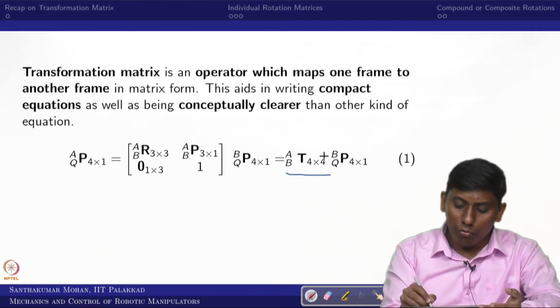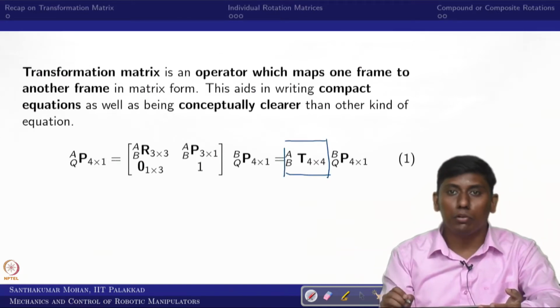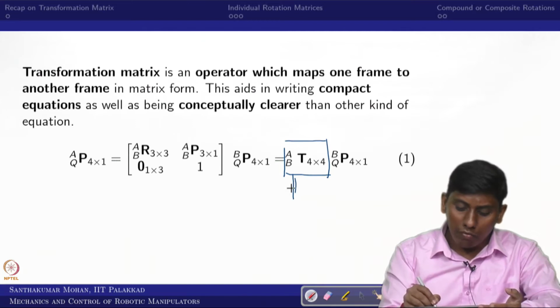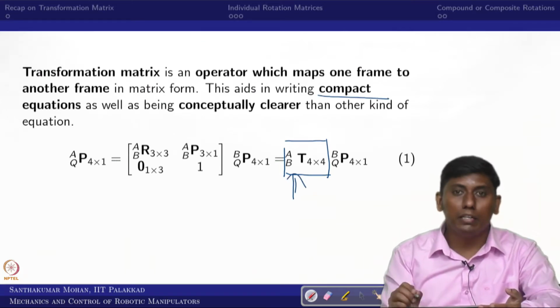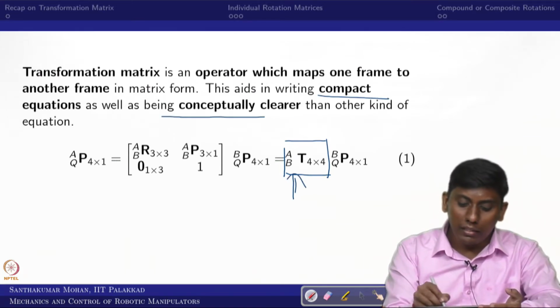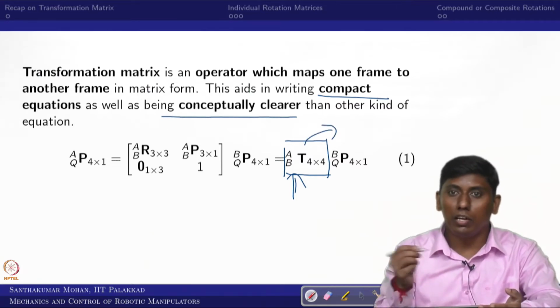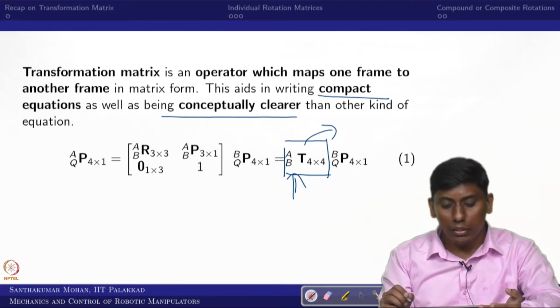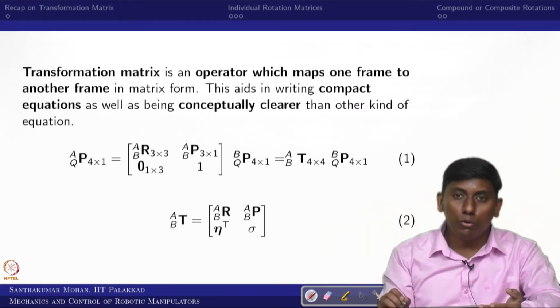So the transformation matrix is 4 cross 4, and this is what we call the compact form. It is conceptually clear in the sense that it is homogeneous, where the rotational and positional information is inbuilt. Okay, I hope now you are clear.